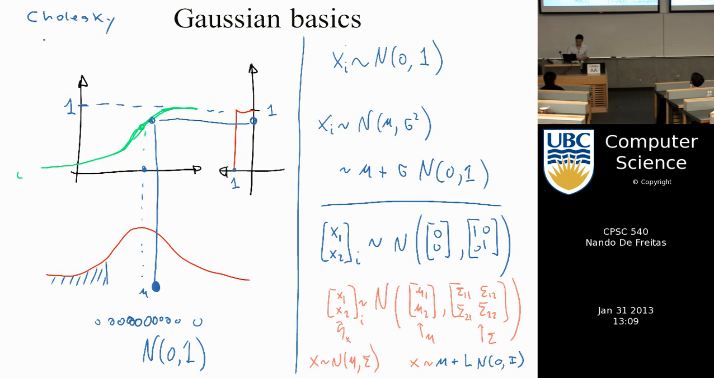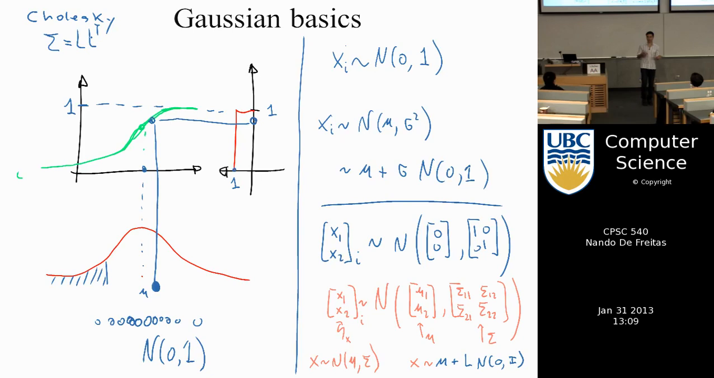It basically says that you can take that matrix sigma and write it as a product of two matrices, one matrix and its transpose, L L transpose. So the Cholesky decomposition exists in any programming language. There will be a function there that you can say, give me the Cholesky of a matrix.